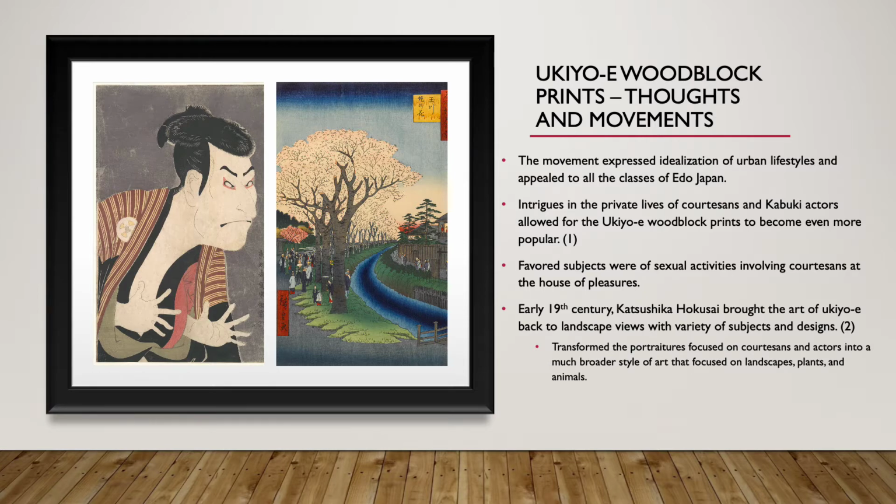This increased the production of depictions of private life, specifically sexual relationships and interactions, which impacted societal thoughts and views on these dynamics and practices. Then, in the early 19th century, Katsushika Hokusai brought the art of ukiyo-e back to landscape views with varieties of subjects and designs. Hokusai transformed the art form of ukiyo-e from a style of portraiture focused on the courtesans and popular actors into a much broader style of art that focused on landscapes, plants, and animals.